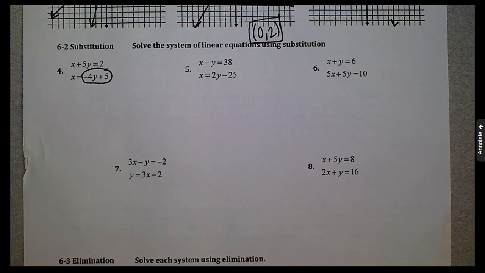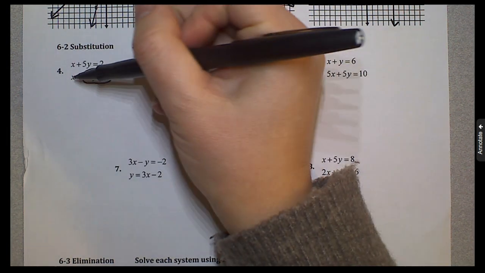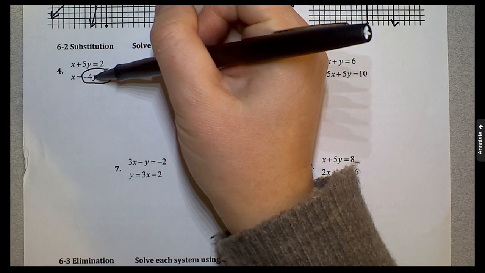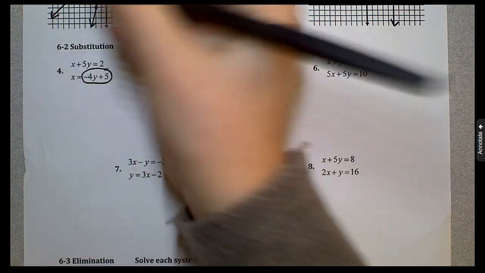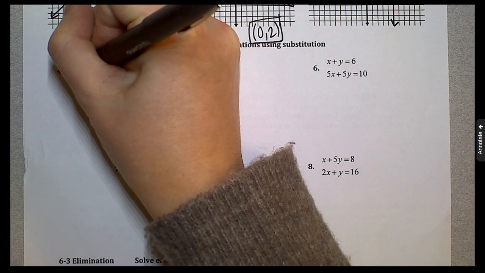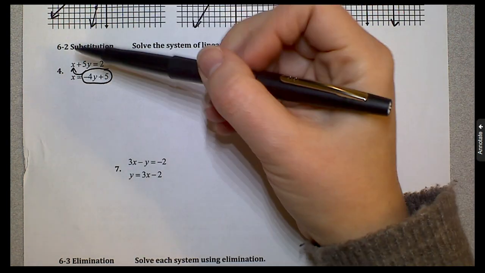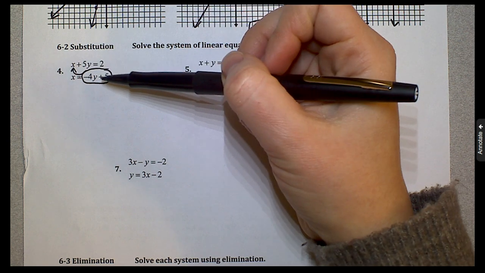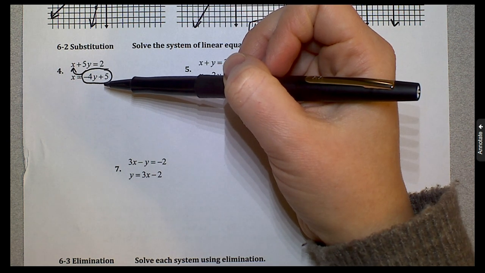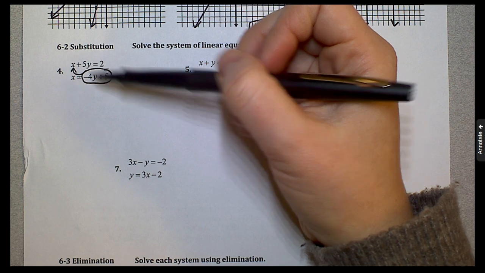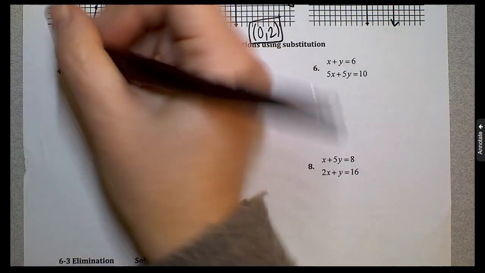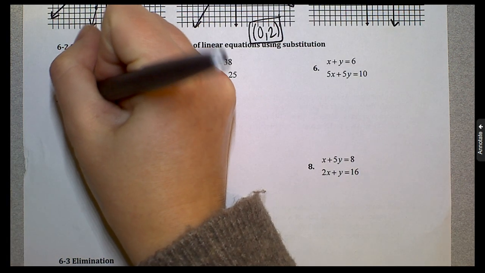Once you've done that, you are going to take x and we're going to replace it with this in the other equation. So what I always do is I draw the arrow up just to remind myself. Where I see x, I'm now going to replace it with this and then fill in my equation around it. So x is negative 4y plus 5.